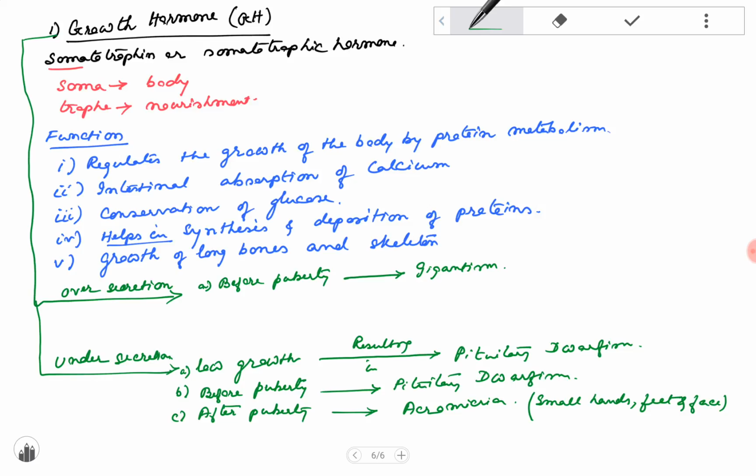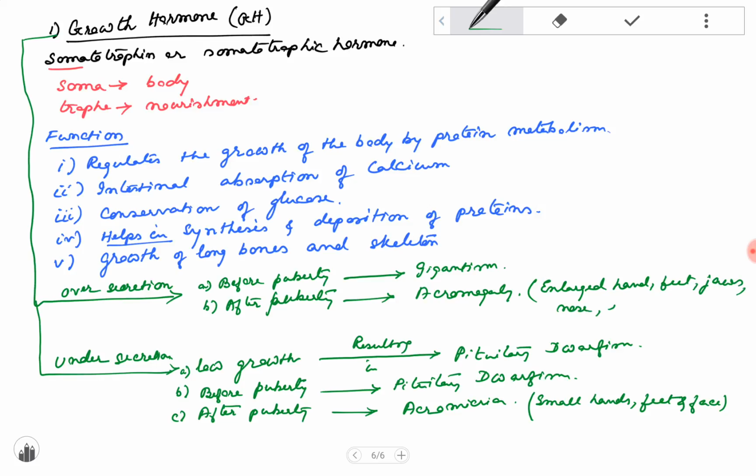Now if it occurs after puberty, then it is called acromegaly. Acromegaly is enlarged hands, feet, jaws, nose, ears.